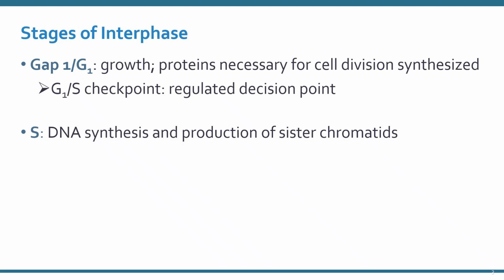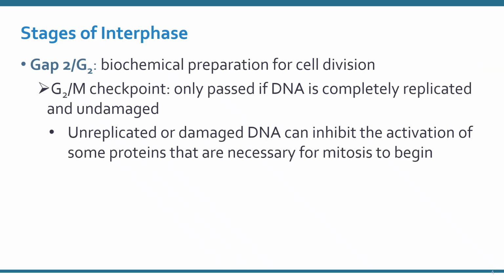When our chromosomes are copied, they are going to be joined with an identical copy called a sister chromatid. We'll come back to that in just a minute, but generally, following the S phase, the cell enters the gap 2 or G2 phase.